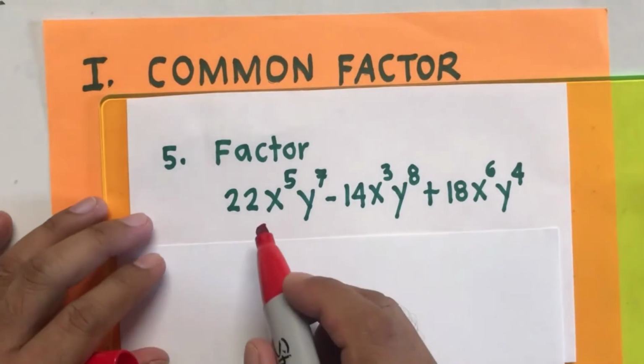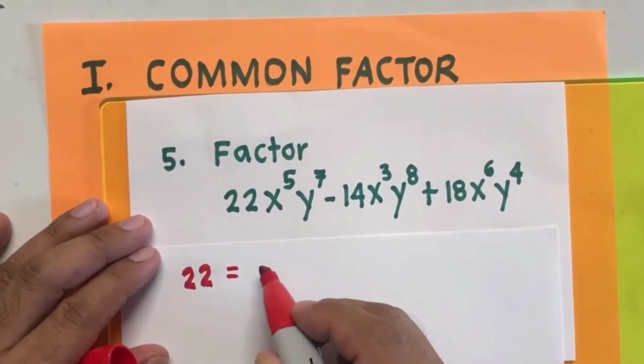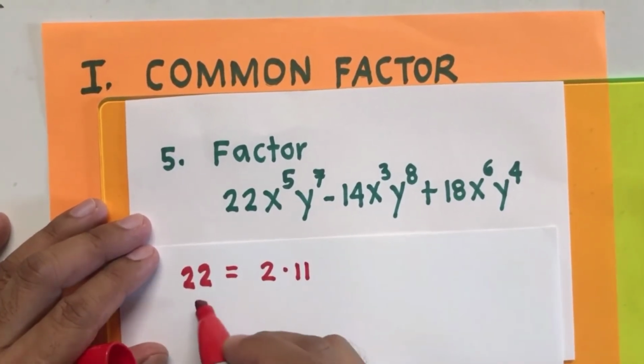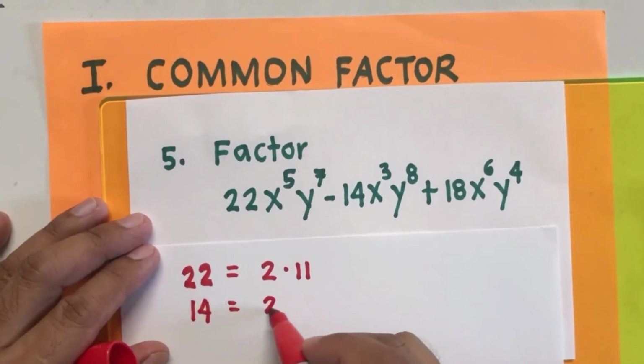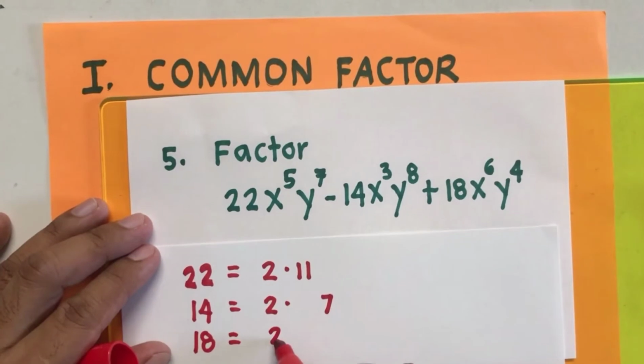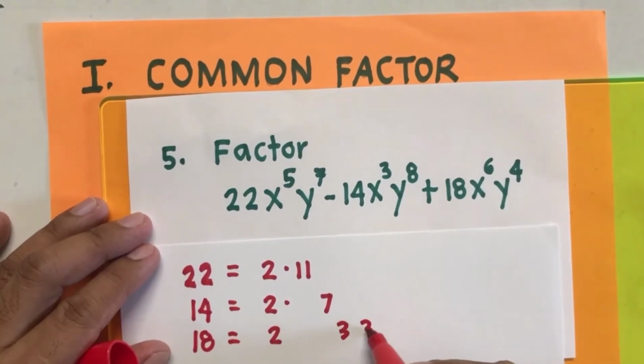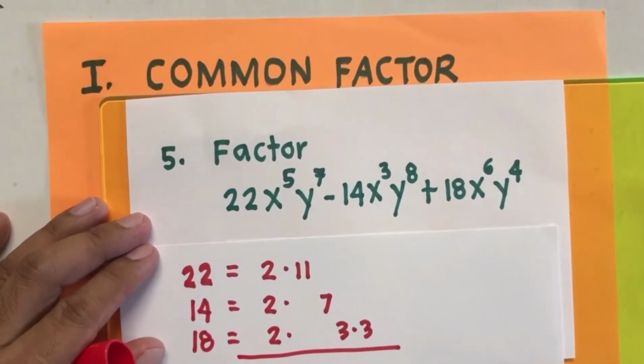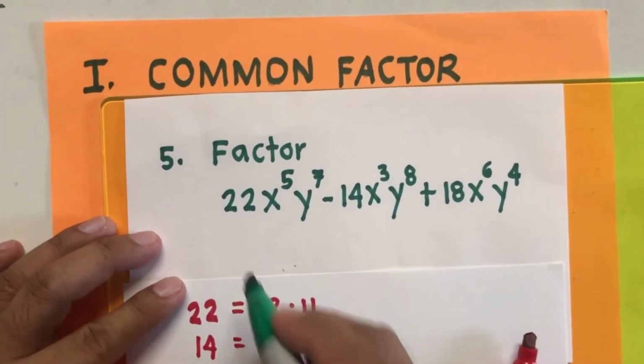First, let's look for the common factors. 22 is 2 times 11. 14 is 2 times 7. And 18 is 2 times 3 times 3. The greatest common factor is 2. So let's write 2 here.